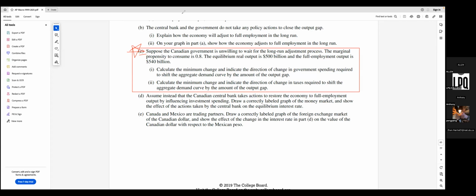Now, the first step you need to calculate is how big the recessionary gap actually is. The normal level GDP, potential GDP, long run GDP, full employment level GDP, whatever term you want to use, is 540. But currently your overall GDP is just 500. So this step is super easy. It equals $40 billion. So you want to increase your GDP by $40 billion.